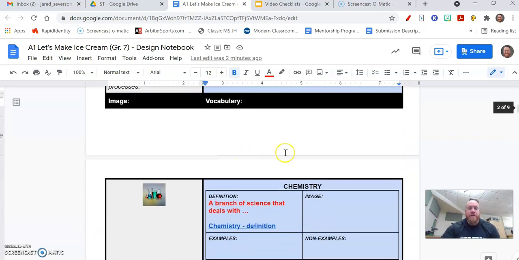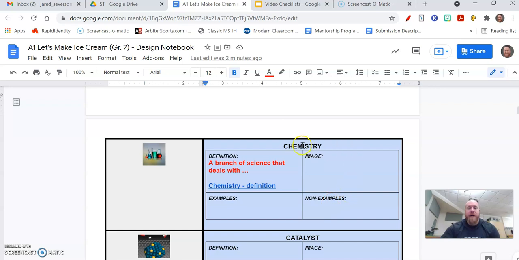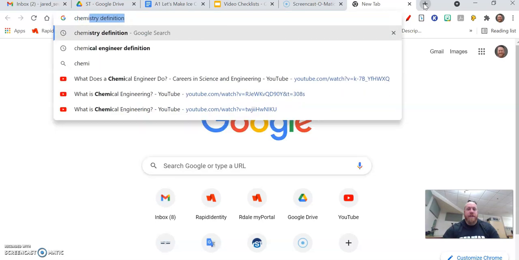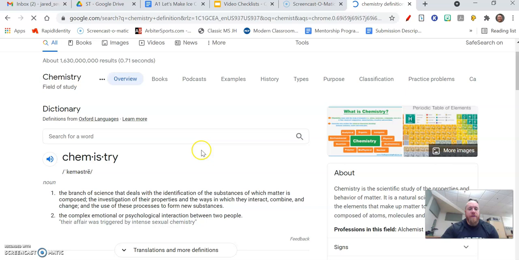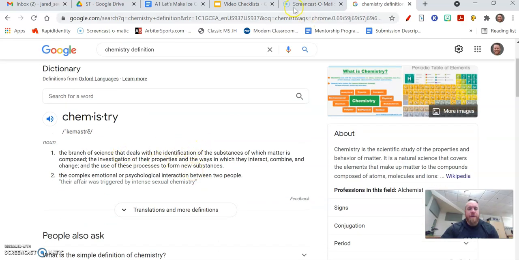So then that gets us down to vocabulary, and so we have our Frayer model. So the first word that you must define is chemistry. And so we started the definition, you just need to complete it, but chemistry is a branch of science that deals with what? So now you could just go to Google. I could just go to Google and I could just type in chemistry definition. There you see it pops up, and click on that, and you kind of have a definition right here.